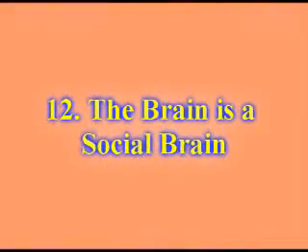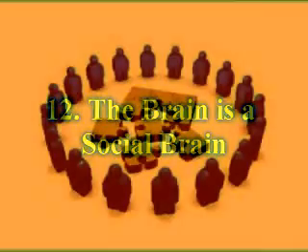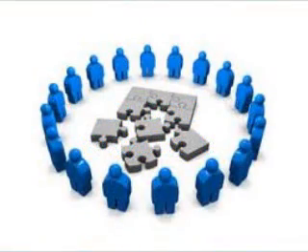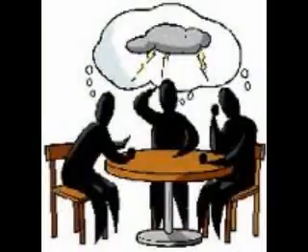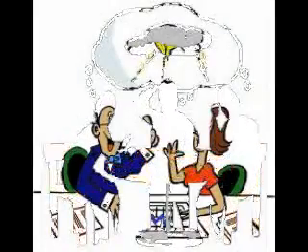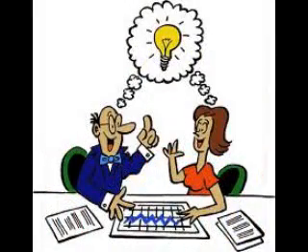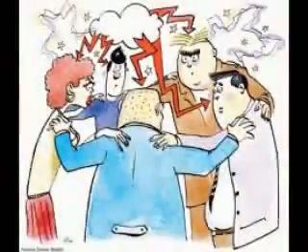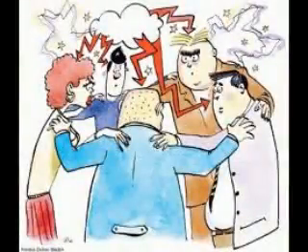Last but not least, we have principle number 12. The brain is a social brain. That is, our brain learns more and better when it interacts with other brains. Pupils learn much more and better when they socialize, interact, and share information with other pupils.